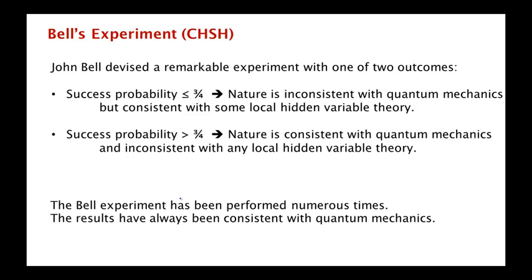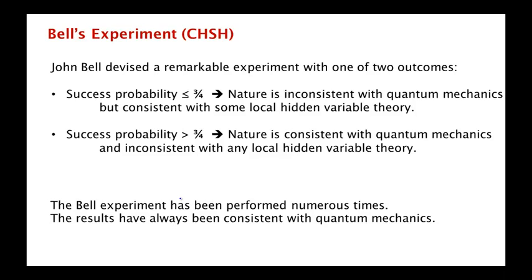So what did we actually see in all this? Well, to recap, John Bell devised this remarkable experiment which has one of 2 outcomes. Either you do this experiment, you set it up exactly the way quantum mechanics predicts. If the success probability ends up being less than or equal to 3/4, then you have to conclude that nature is inconsistent with quantum mechanics, but it's consistent with some local hidden variable theory. Or you do the experiment and the success probability is strictly greater than 3/4 to within your error parameters, and then you have to conclude that nature is inconsistent with any local hidden variable theory, although it might be consistent with quantum mechanics.